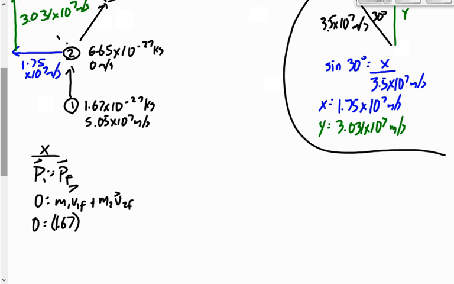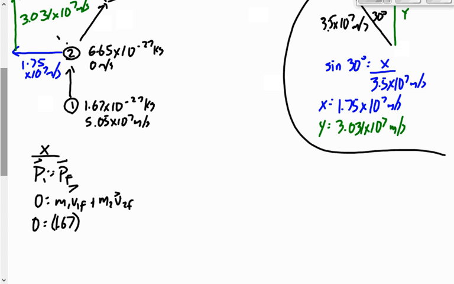Okay, when I did my answer key here, I just dropped the 10 to the minus 27. How come I did that? Yeah, it's all the same exponent, and it appears in every term, so I can cancel out that exponent if I want. You don't have to.